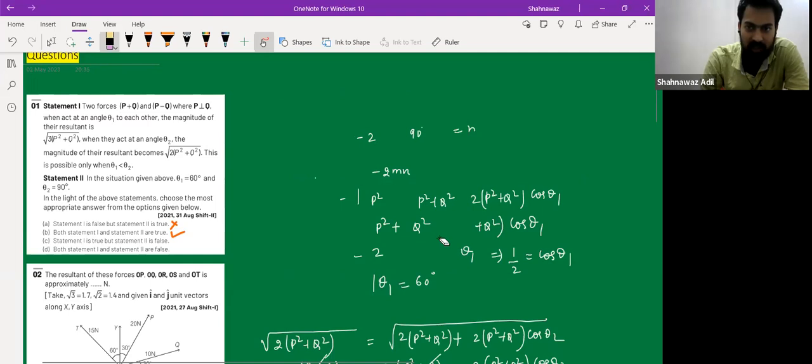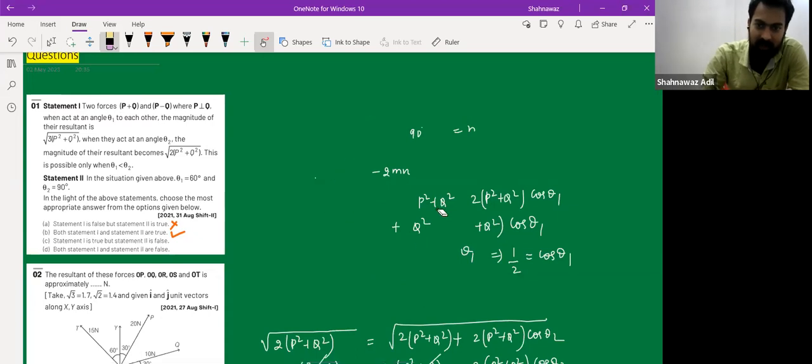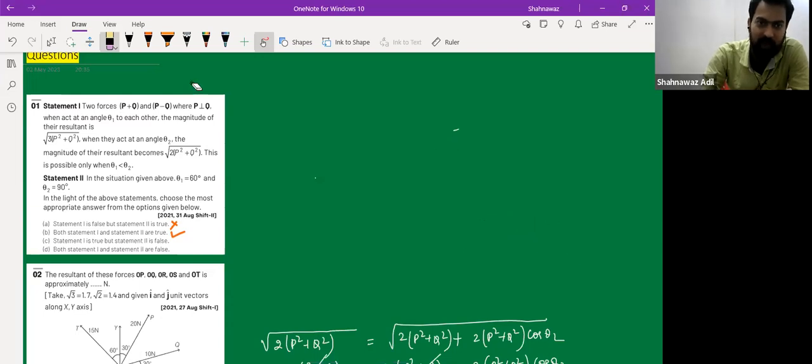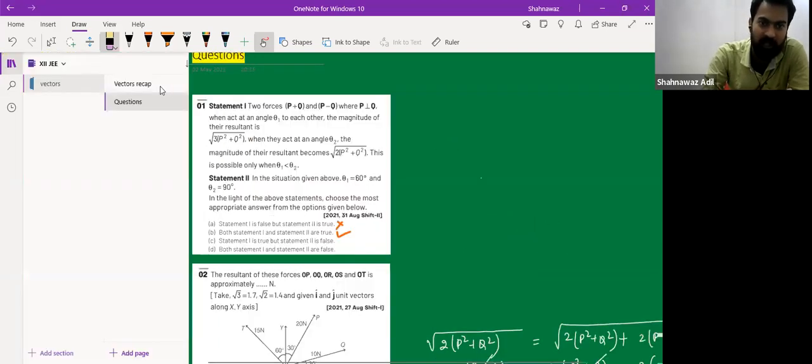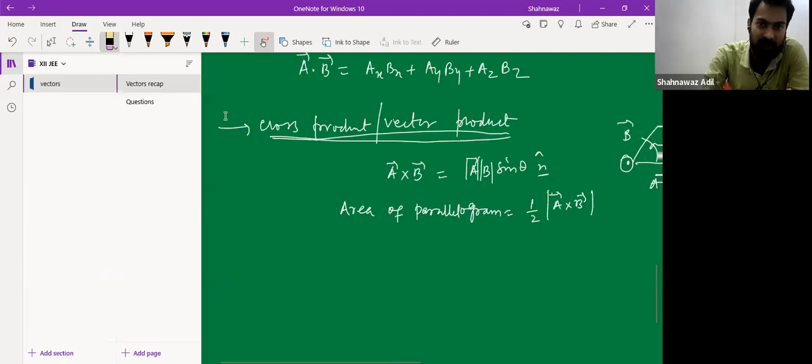So we had this triangle. Sorry, triangle law of vector. I talked about that. Triangle law or parallelogram law, any law we can use to calculate the resultant, right?